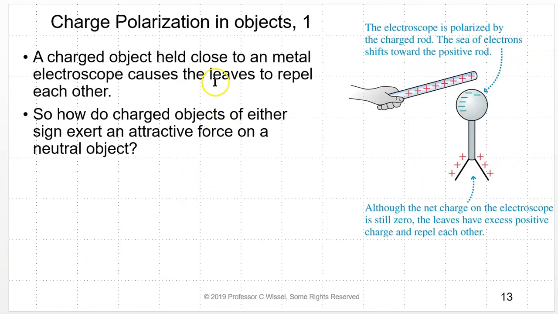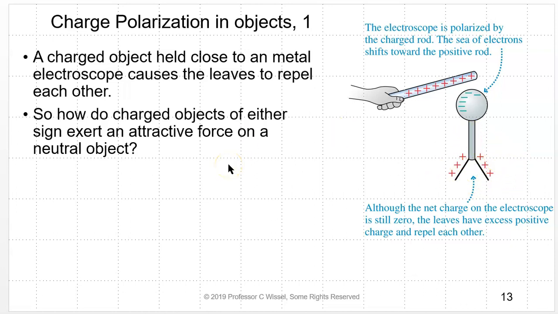Now, a charged object held close to a metal electroscope will cause the leaves to repel each other. So what goes on here is you bring in a charged object, this happens to be positively charged, that will attract the electrons, which are free to move in the metal, and most of them will gather up at the top here. That leaves these positive ions down at the bottom, and that causes these leaves, which are free to move, to repel each other, so it makes them spread out.